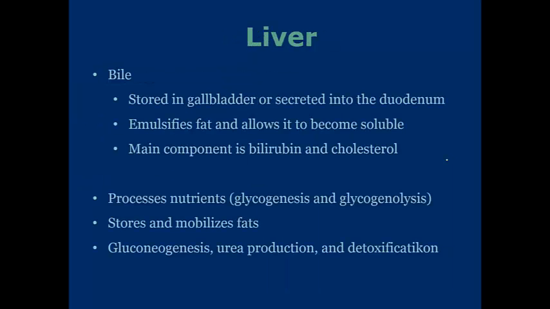The liver largely produces bile, which is stored in the gallbladder or secreted into the duodenum. Bile, as a function, emulsifies fats and allows them to become soluble. If you remember seeing the micelles from a previous lecture, that's what bile helps to do. It processes nutrients as well, in the form of glycogenesis and glycogenolysis, and it stores and mobilizes fats. The liver is very important for detoxification, urea production, and gluconeogenesis as well.